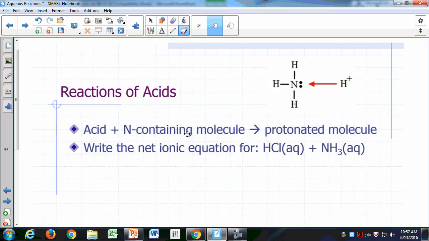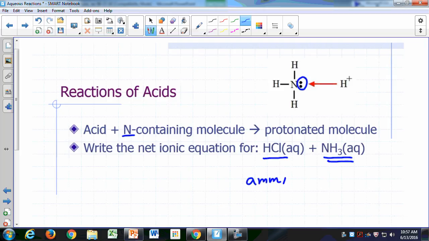What happens when an acid reacts with a molecular base such as ammonia? Bases like ammonia are molecular compounds that have nitrogen in them, and that nitrogen happens to have a lone pair of electrons that would attract the H plus from the acid. So in general, if you have an acid plus ammonia, you get an ammonium salt.